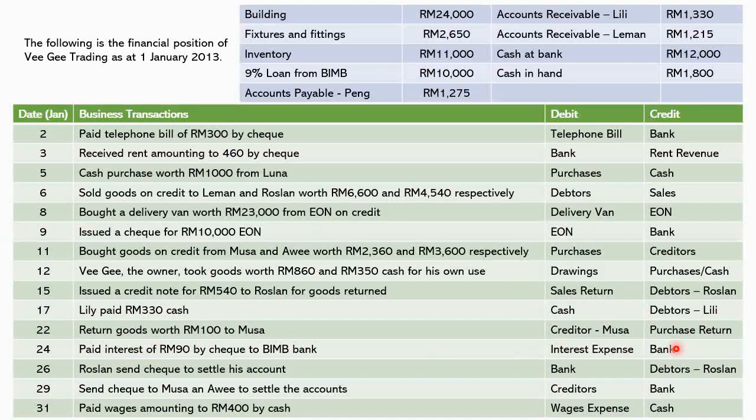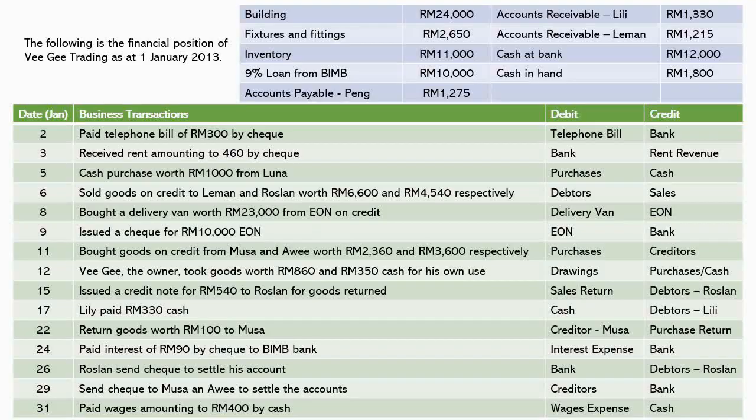Roslan send check to Satis's account. Okay, nanti kita akan tengok berapa baki hutang Roslan tu ya. So duit bertambah sebab kita terima check daripada Roslan. Aset debtors kita berkurang. Debtor tu aset, bila aset berkurang kita credit lah sebab dia dah bayar hutang dia. Okay, send check to Musa and Awi to settle the account. So debit creditor sebab liability berkurang, credit bank ya sebab bank berkurang. 31st, paid wages amounting to 400 by cash. So expense bertambah, debit wages expense, credit cash sebab asset berkurang.